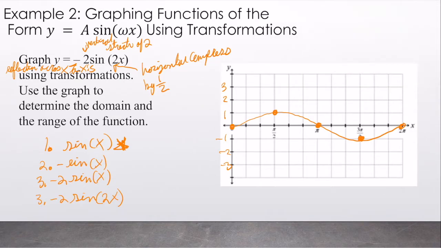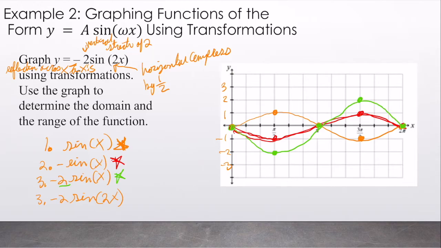Next, what we're going to do is reflect that graph across the x-axis. So 0 doesn't move, 1 becomes negative 1, 0 doesn't move, negative 1 becomes 1, and 0 doesn't move. So here's our sine of theta reflected across the x-axis. Next, what we need to do is stretch our graph by a factor of 2. So 0 stays the same, negative 1 becomes negative 2, 0 stays the same, 1 becomes 2, and 0 stays the same. So here's our new function.